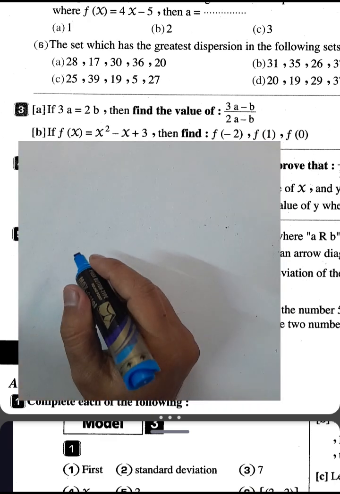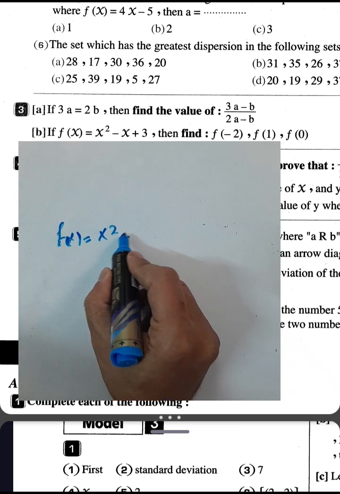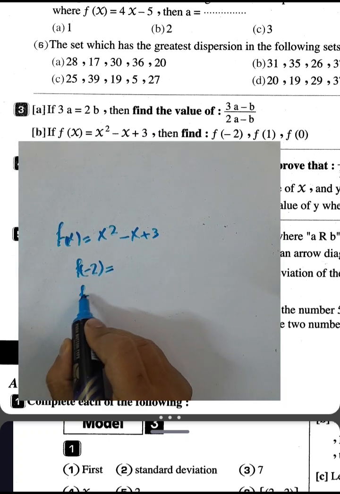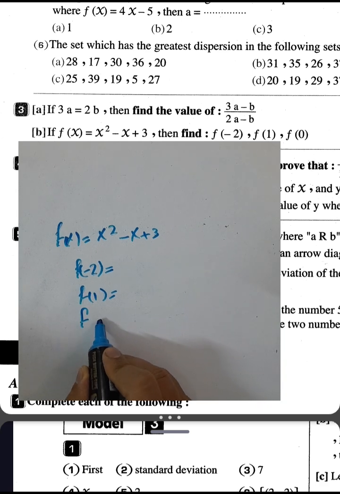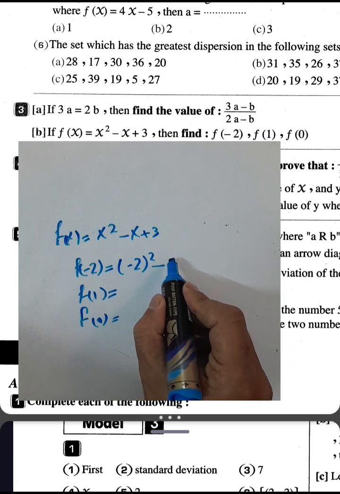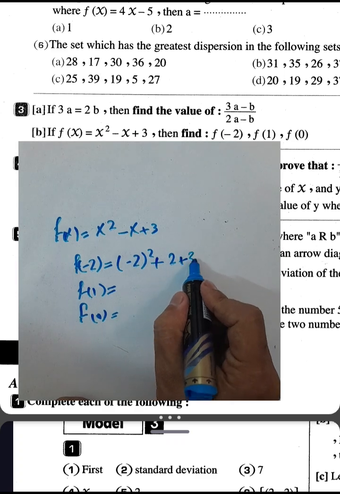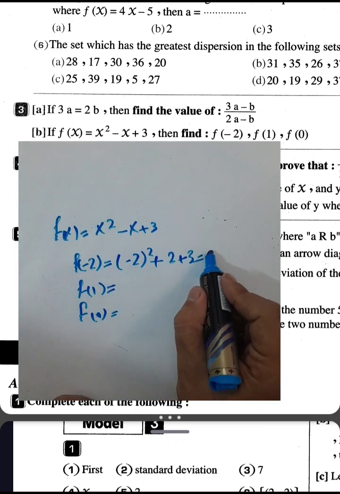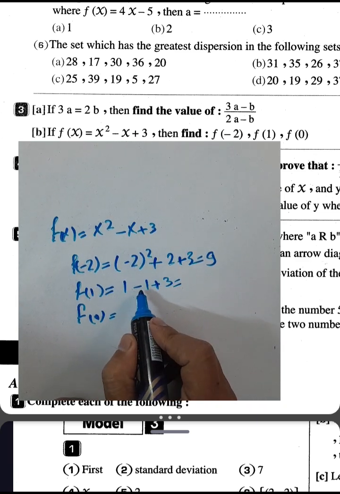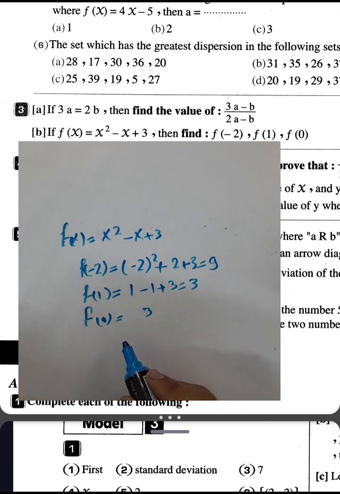Next example, if f of x equals x power 2 minus x plus 3, you want to find f of negative 2, f of 1 and f of 0. Put x equal negative 2: negative 2 power 2 is 4, plus 2, since negative times negative equals positive, 4 plus 2 is 6, 6 plus 3 equals 9. Put 1: 1 power 2 is 1, minus 1 plus 3, 1 minus 1 is 0, 0 plus 3 equals 3. Put 0, the result will be 3. This is the graph of this function.